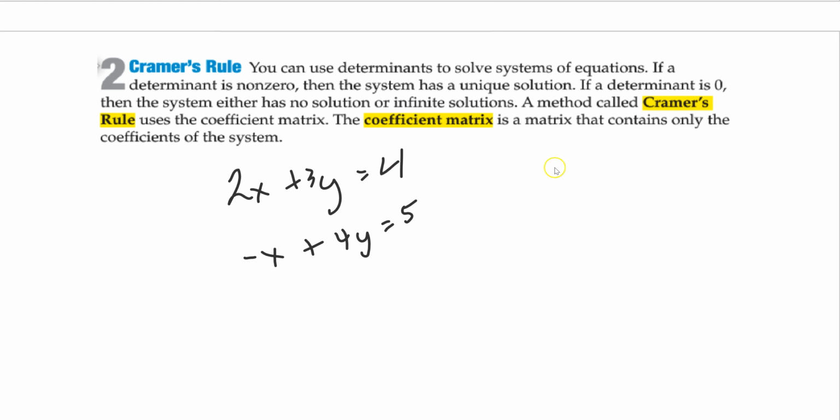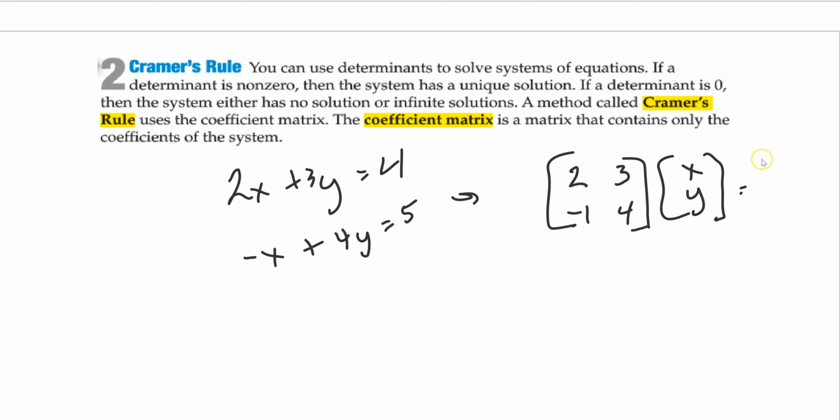Now Cramer's rule is really 3 components. You need to find a determinant. So let's rewrite this as a separate matrix. So we're going to write it like this. We call this the coefficient matrix. 2, 3, -1, 4, x and y, 4 and 5. So this is our coefficient matrix. This is the coefficient of our x's, 2, -1. This is the coefficient of our y's, 3 and 4. And then we'll have x and y right here, and here we'll have our solutions or our answers.